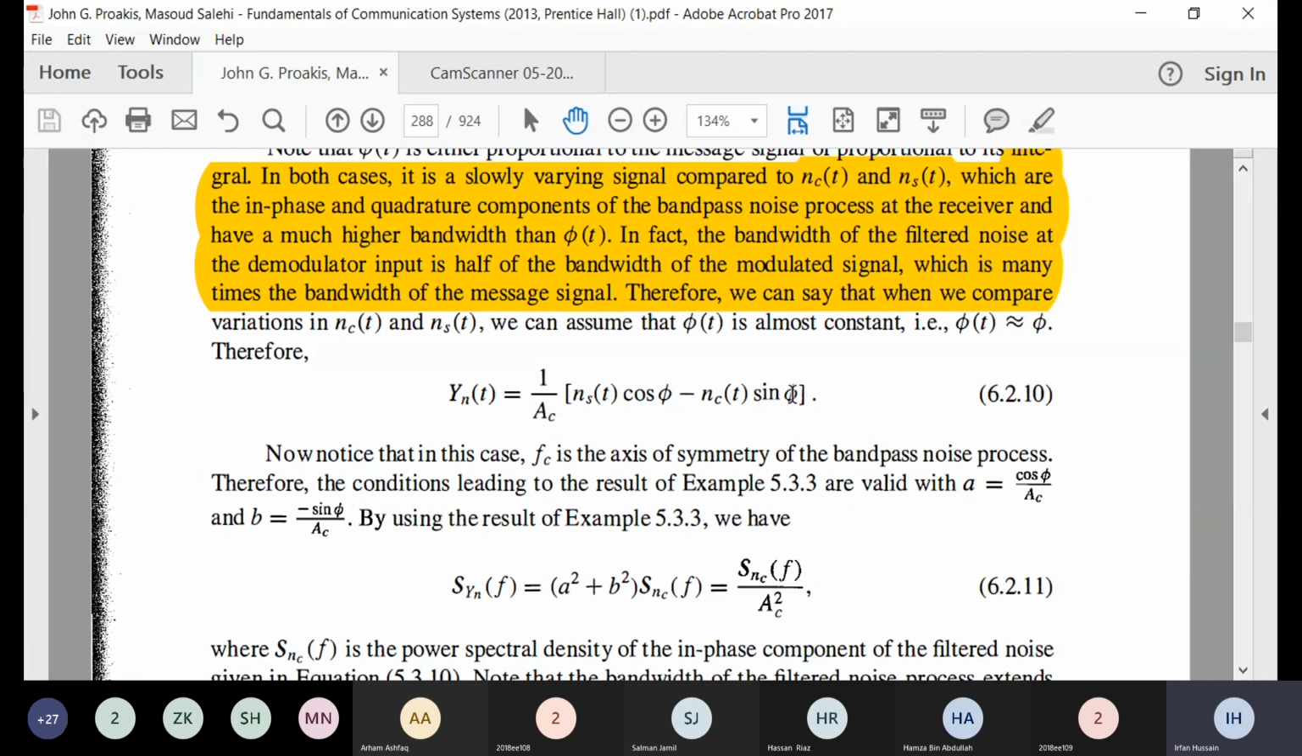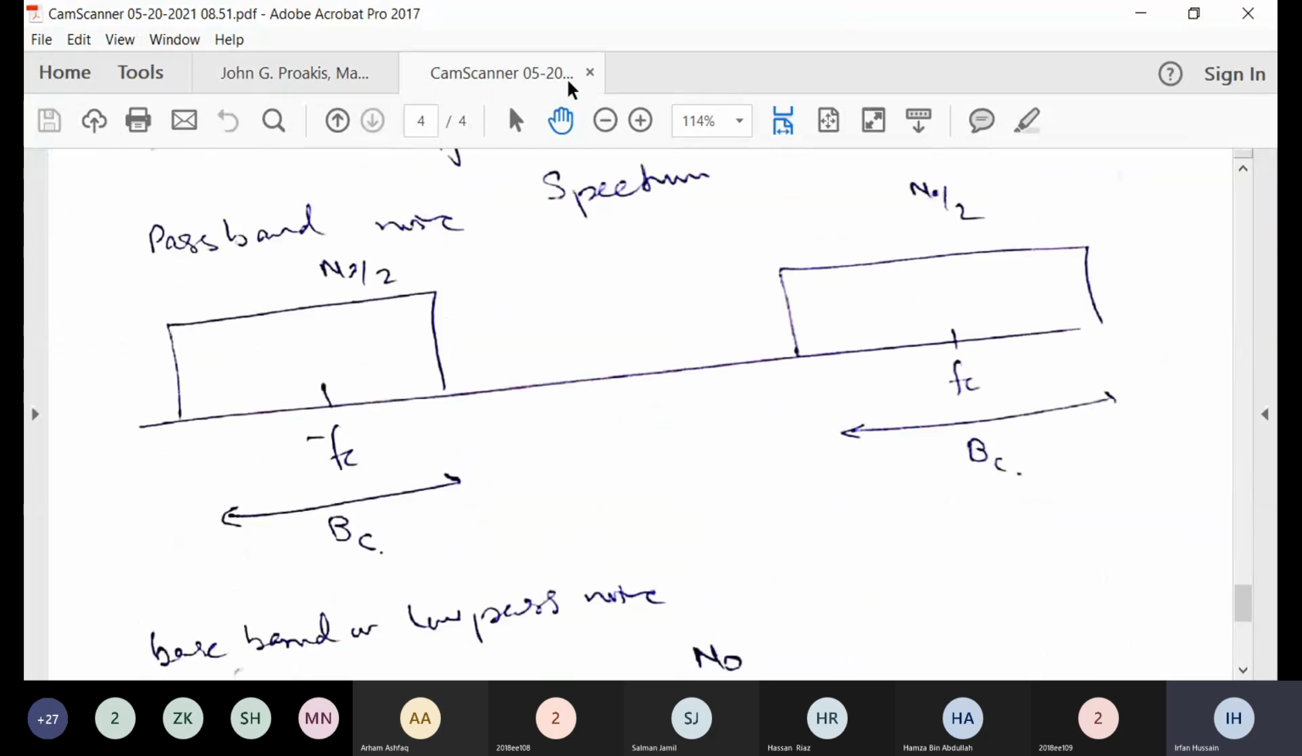All right. Now, here we should remember: what about this band pass noise? Band pass noise, as seen here, is symmetric with respect to FC and minus FC. It is symmetric with respect to FC, that we can see.